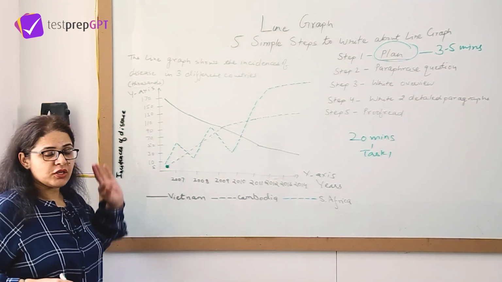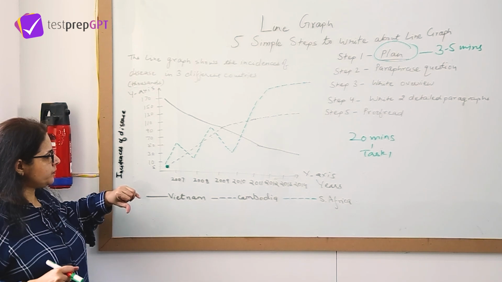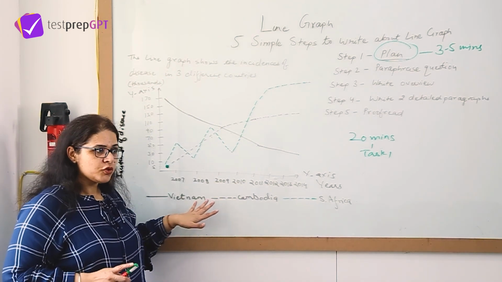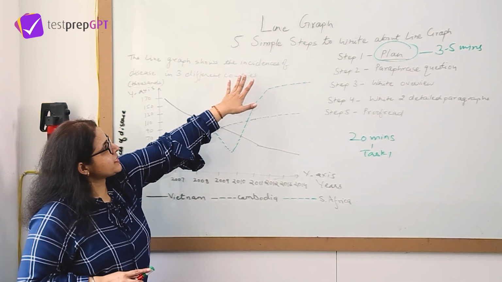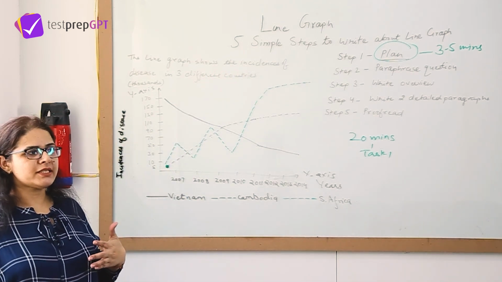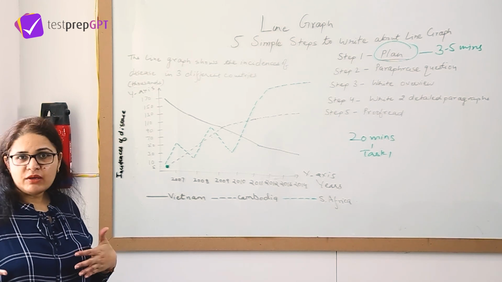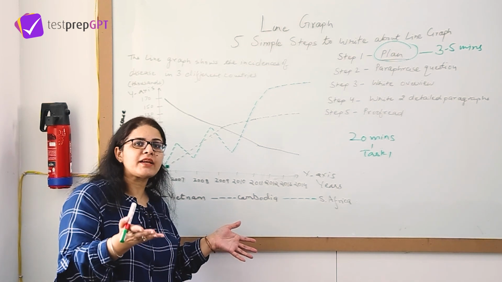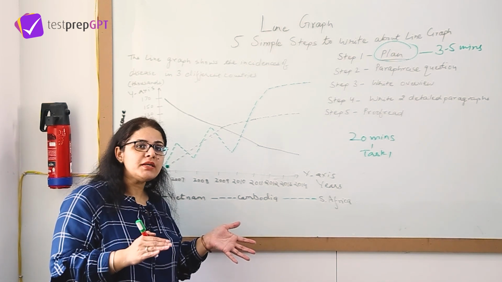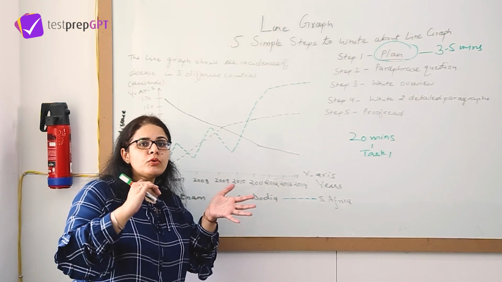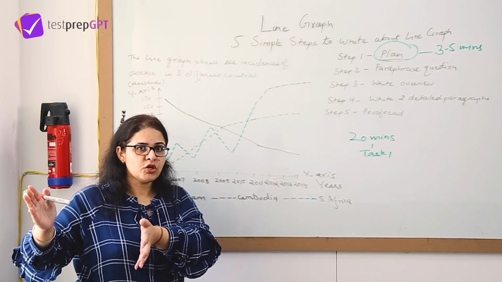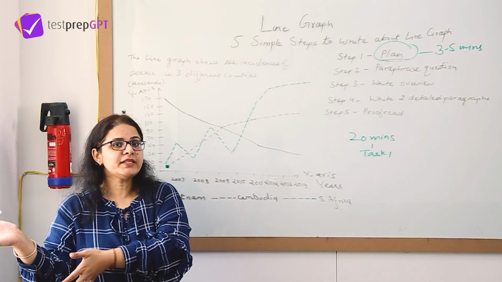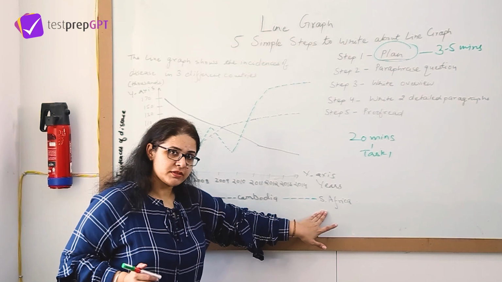So this is what the planning involves: looking at what the graph has. So here we have incidences. Now if you try to understand what incidences of disease means, even a layman can think about it. Even if you don't know the exact meaning of incidences, it might mean the number of people who had a certain disease, or the number of occurrences of different diseases in 3 different countries.